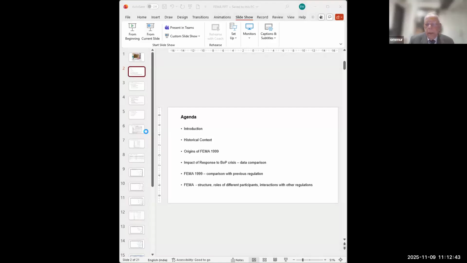The agenda for today's discussion consists of about five major areas. One is the historical context, the changes in the new law, namely FEMA 1999, how the shift has taken place from FERA to FEMA, and last but not the least, what exactly is the structure of FEMA, how it is administered, which are the agencies involved, and what is their role in implementing this FEMA.